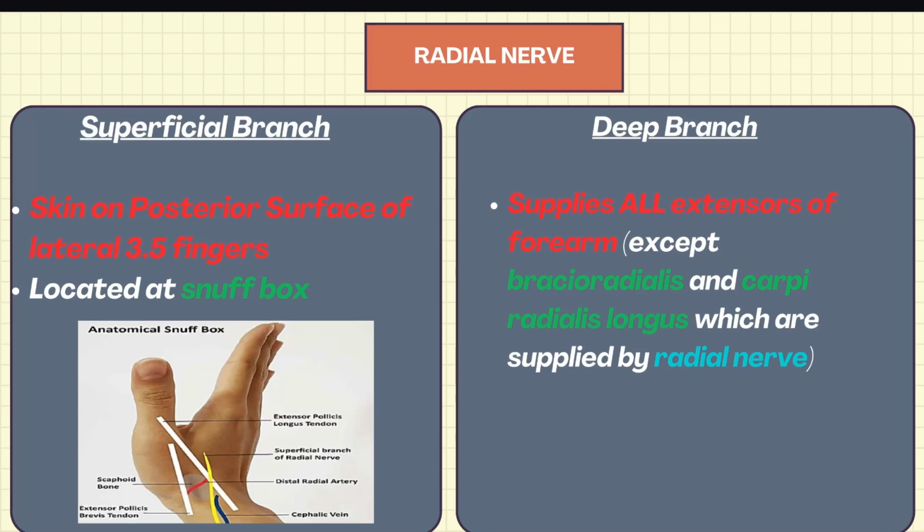Now, from earlier lectures, we know that the superficial branch of the radial nerve is located at the snuff box. I say the superficial branch, not the radial nerve, because so many people get that confused and think the radial nerve is at the snuff box. However, it's the superficial branch. This superficial branch supplies the skin on the posterior surface of the lateral 3.5 fingers. The deep branch supplies all extensor forearm muscles except two, the brachioradialis and the extensor carpi radialis longus. They're also innervated by the radial nerve, however, not by the deep branch. They're innervated by the radial nerve itself.